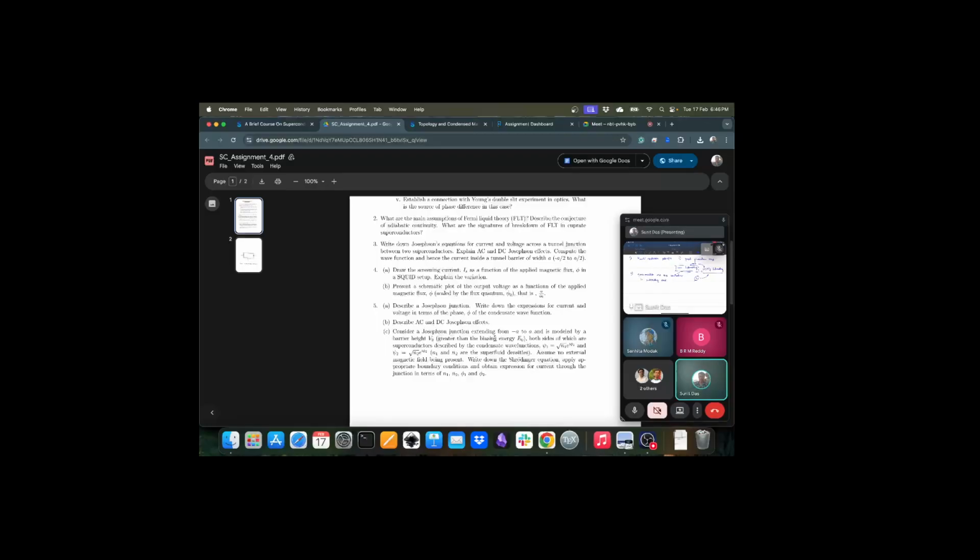Question 3 is: write down the Josephson equations for current and voltage across a tunnel junction between two superconductors, and then explain the AC and DC Josephson effects. Compute the wave function and hence the current inside a tunnel barrier of width a. This we can do.